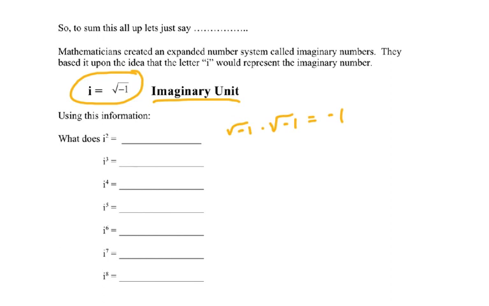Following that same pattern, the square root of -1 times the square root of -1 then would equal -1. And that's what we're going to go with. So then we bring about this idea of the square root of -1 cubed.